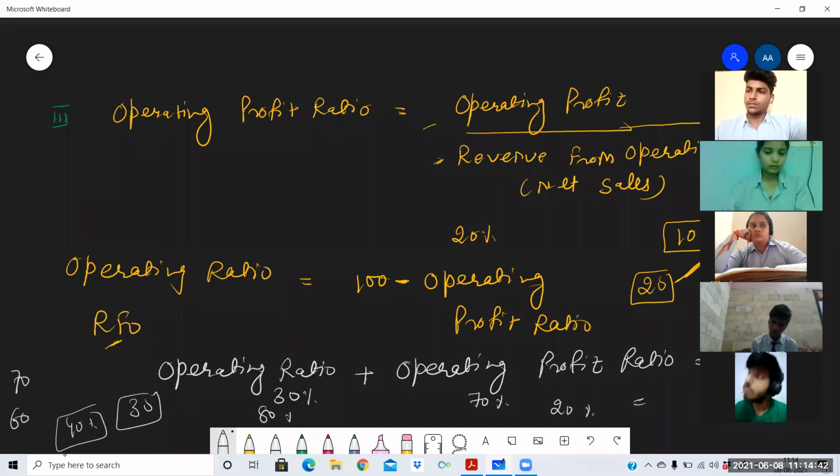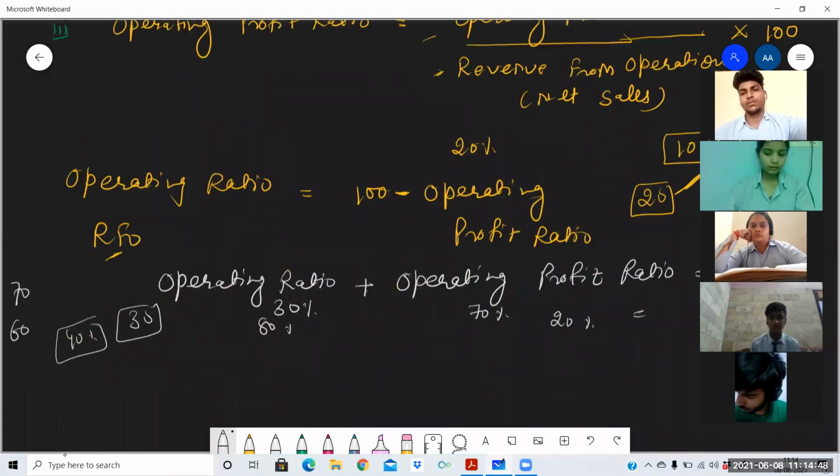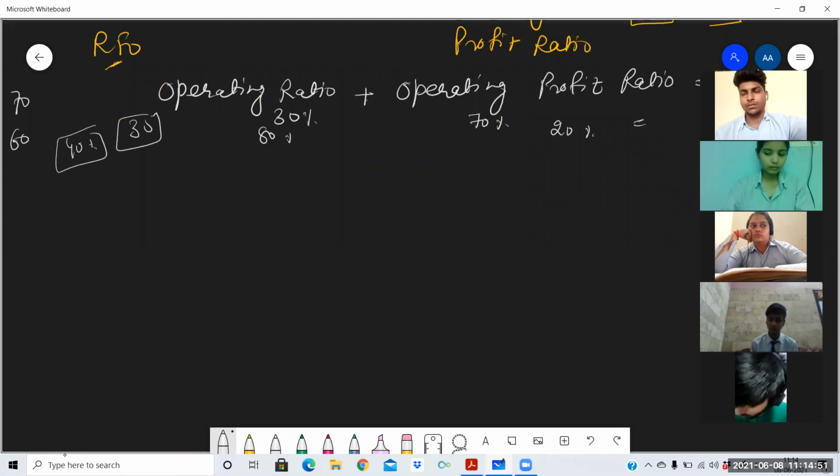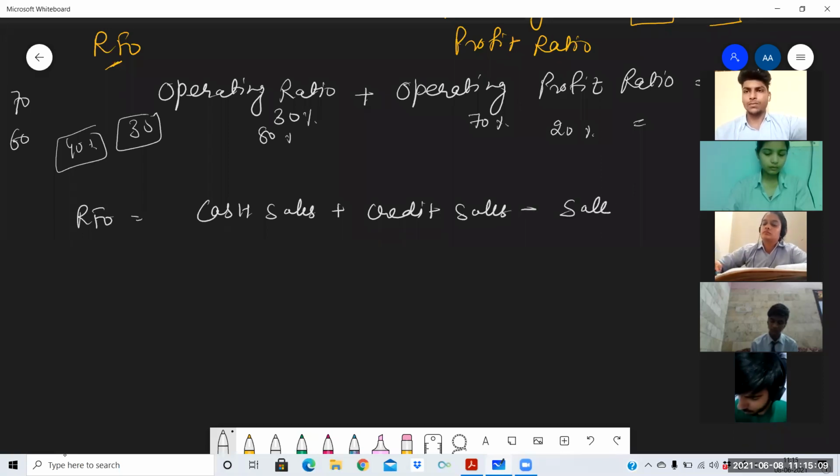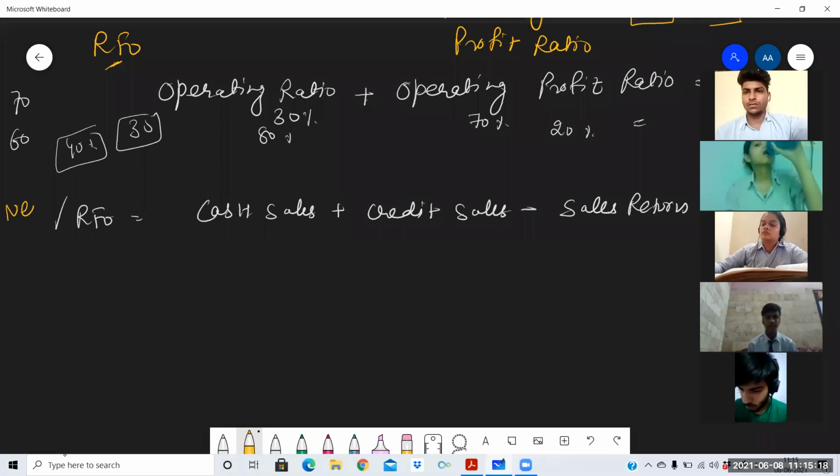And now the question arises how to calculate operating profit, because RFO is not a new term. Many times before also we have done RFO. So RFO is equal to, you all know the formula for RFO. RFO means total sales or net sales. RFO and sales can be of two types: cash sales plus credit sales minus sales return. So this is the formula to calculate RFO, which means net sales. Net sales is the alternate name of RFO. Clear?